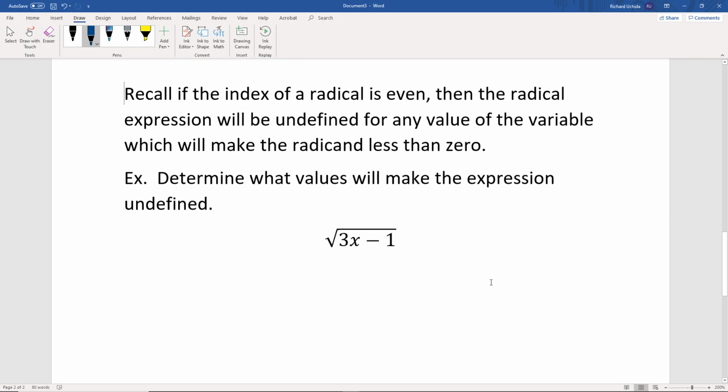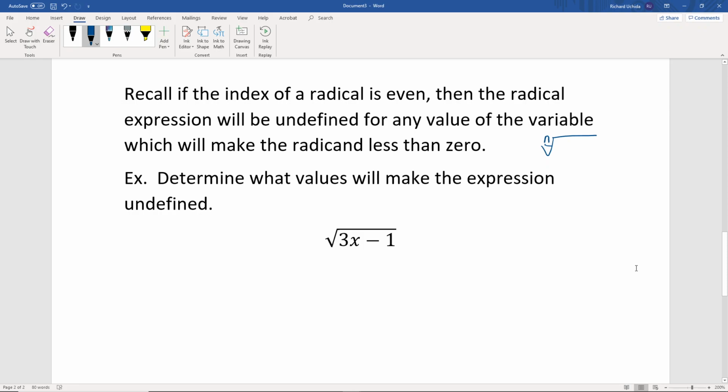Now another thing to recall is that if you have a radical expression where the index of the radical is even, now remember the index is, if you have the nth root of something, n is the index of the radical. So when we're dealing with the square root, the index is 2. If we're dealing with the cube root, the index would be 3. If it was the fourth root, the index would be 4, and so on.